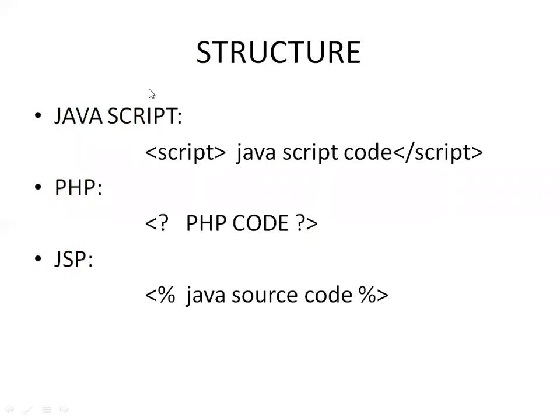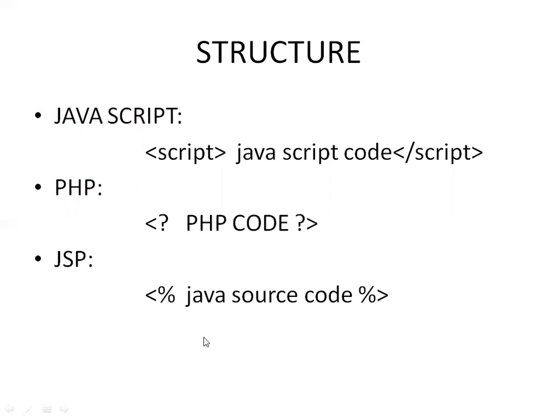JavaScript is a client-side scripting language. PHP and JSP are server-side programming languages. While talking about the structure, we can write JavaScript, PHP, and JSP into the HTML page. So we can embed the JavaScript code into the HTML page. In the same way, we can write PHP and JSP. So all these three technologies can be inserted into the HTML page.